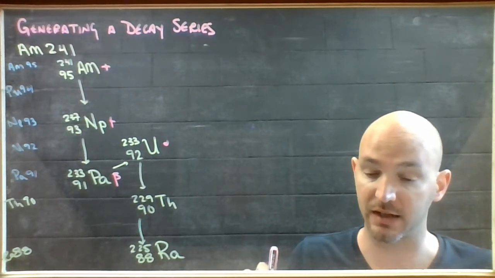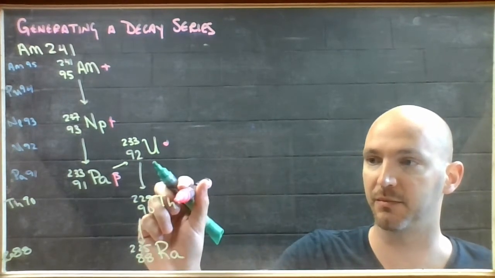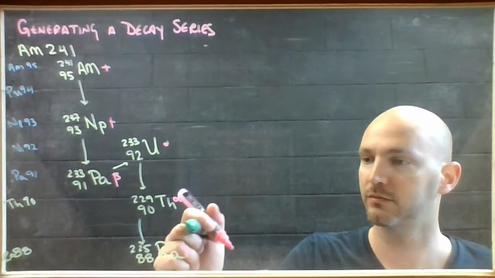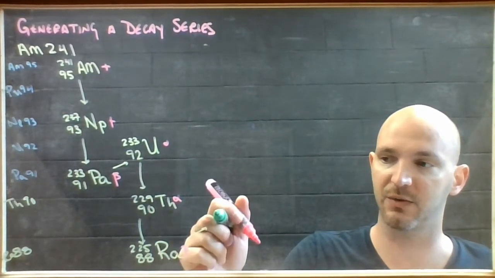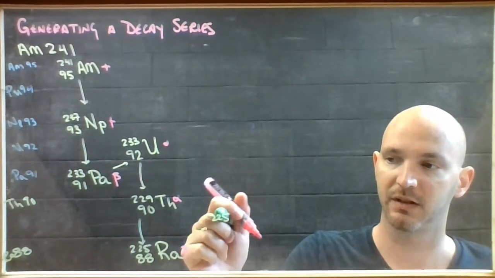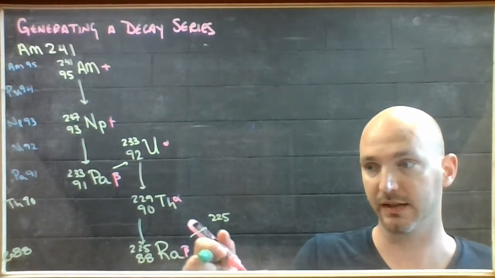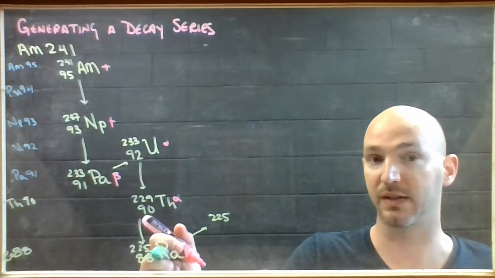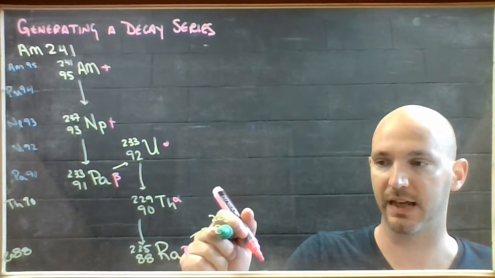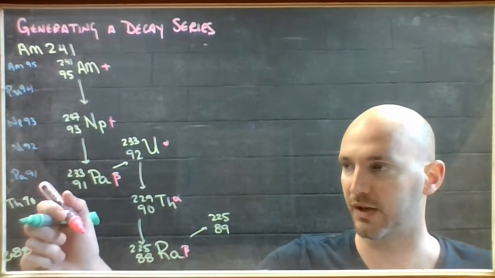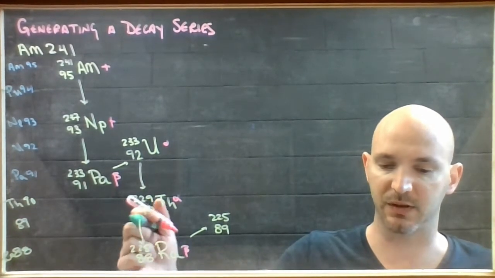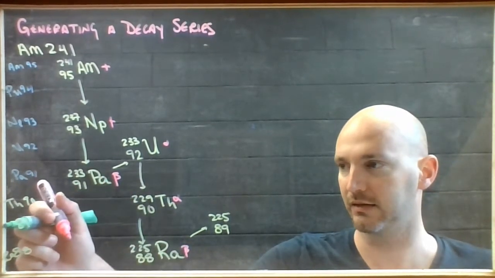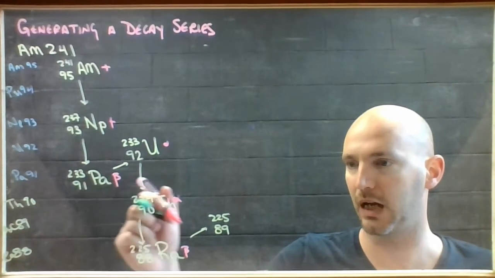Okay, so I'm going to check for radium-225. Radium-225 is not an alpha emitter, so it must be a beta. If it goes to this row, it still has 225 particles in its nucleus. One of those neutrons has become a proton, so there are now 89 protons, which is why it's in the 89 row. And anything with 89 protons is Ac, actinium.